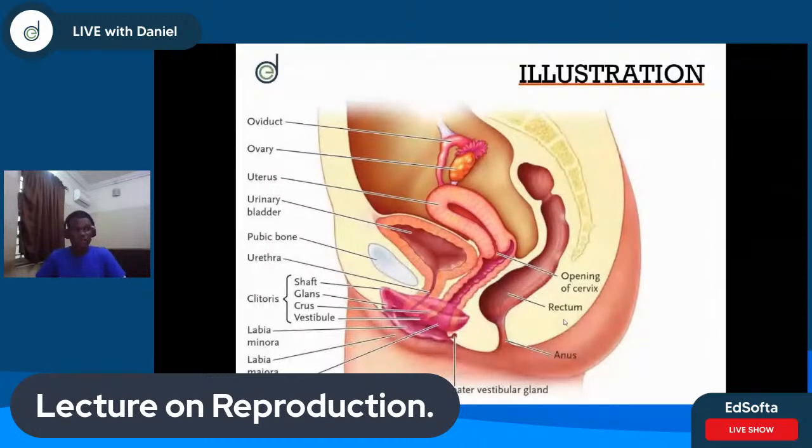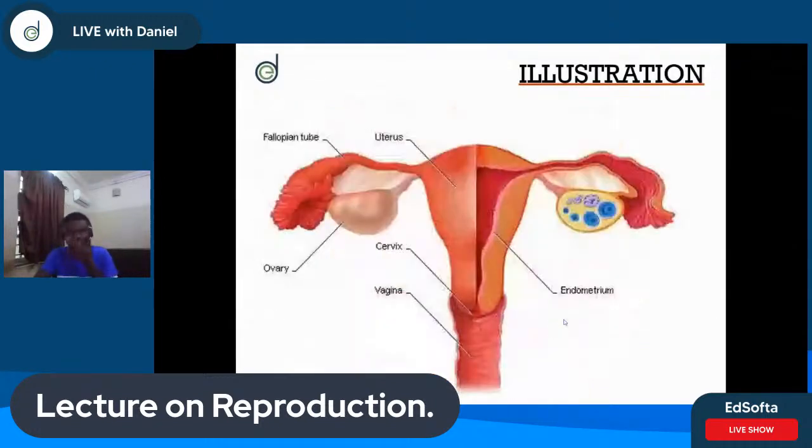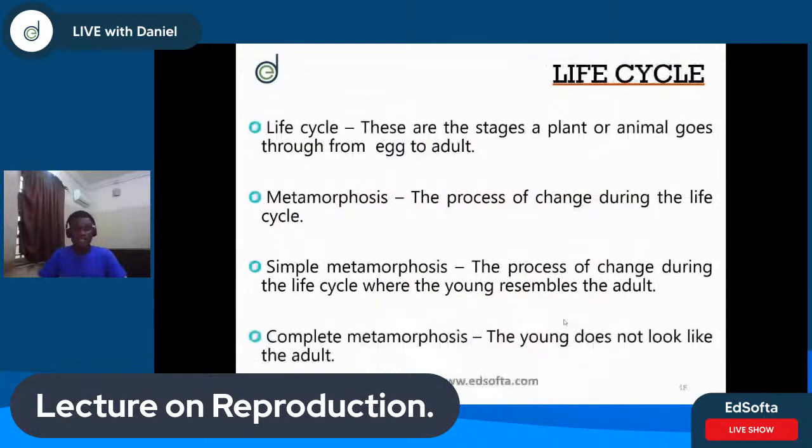Then, next one, we have what? A life cycle. Now, what are the terminologies we can see in the life cycle? You have to find the life cycle yourself. What are metamorphoses? Simply, you have the complete metamorphosis and the incomplete metamorphosis.